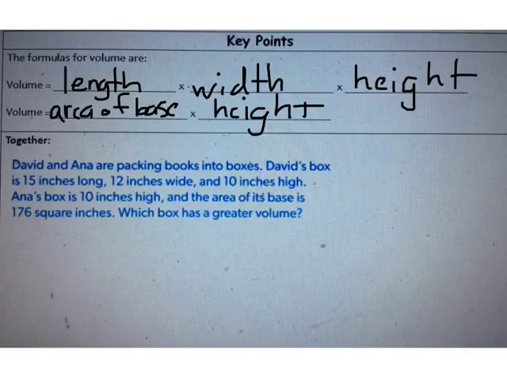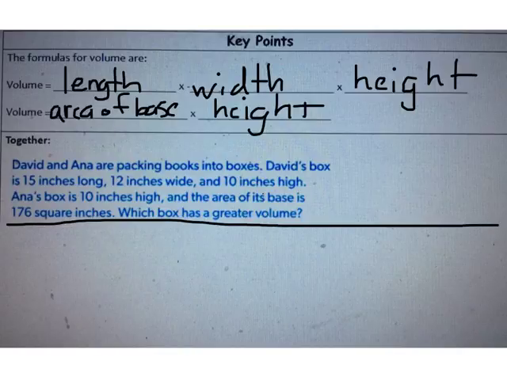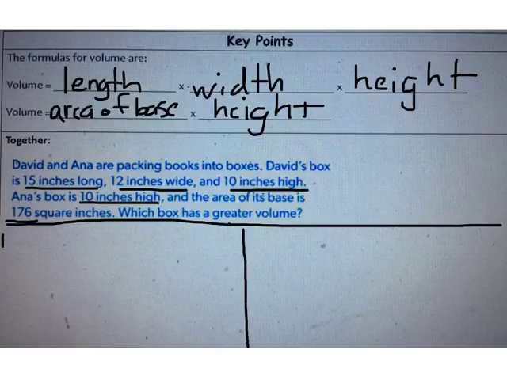Let's look at a problem where we'll need both. David and Anna are packing books into boxes. David's box is 15 inches long, 12 inches wide, and 10 inches high. Anna's box is 10 inches high, and the area of its base is 176 square inches. Which box has the greater volume? Separate the space under this problem into workspace for David and Anna.